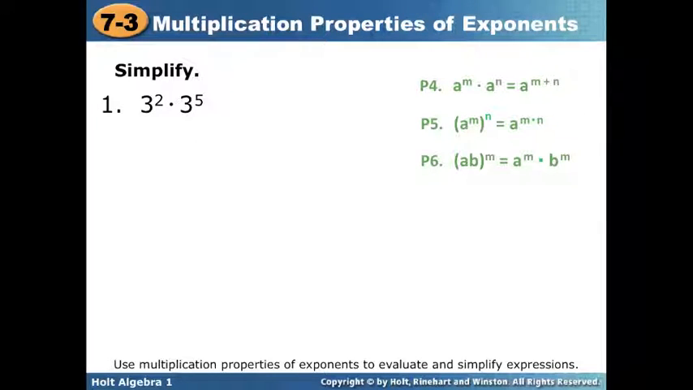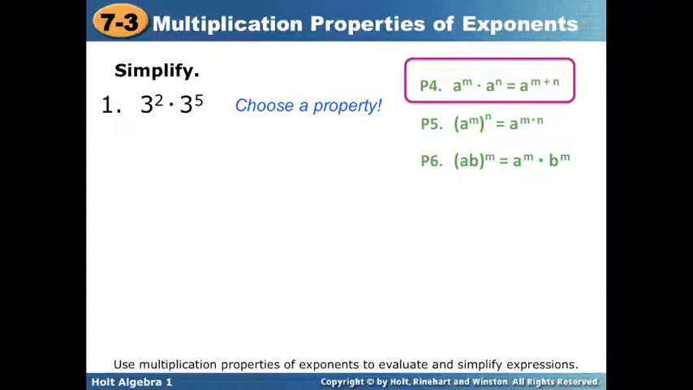Example number 1. We have 3 squared times 3 to the 5th. Look at the exponent properties to determine which one we will use. This is property number 4. We have like bases, so we will add the exponents. So 3 squared times 3 to the 5th becomes 3 to the 2 plus 5, and so that gives us 7.